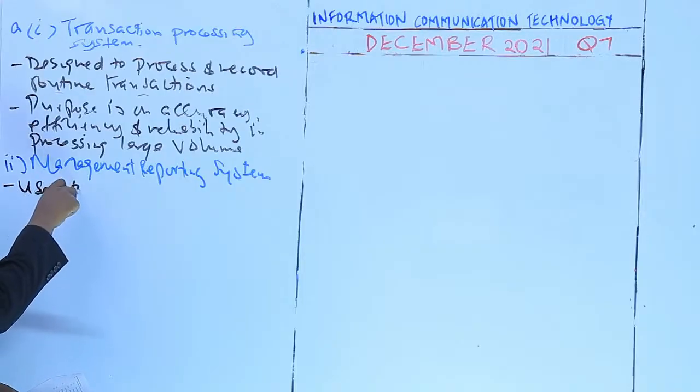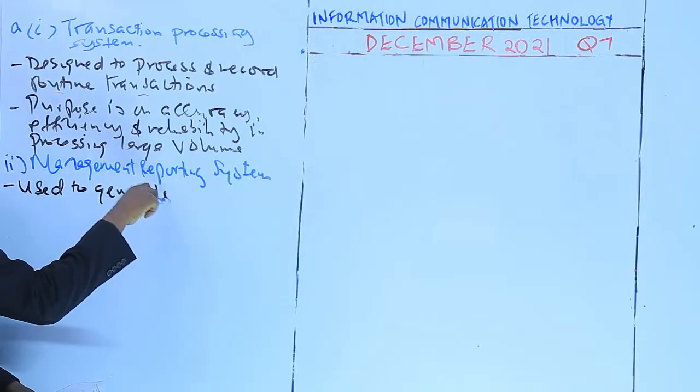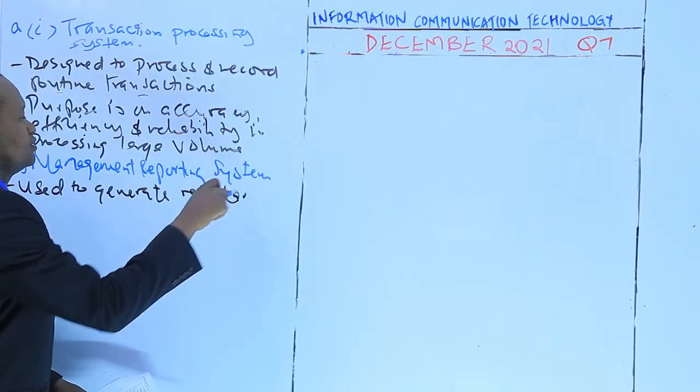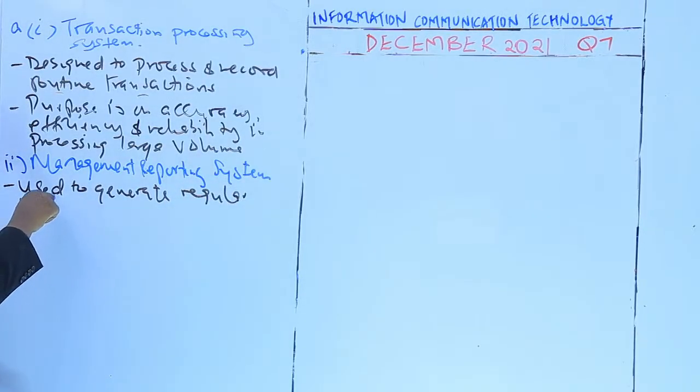The management reporting system is used, number one, to generate regular reports that provide management with relevant information for decision making and monitoring organization's performance. So the MRS collects data from various sources within the organization, processes the information, analyzes it, and then presents it in form of reports or dashboards.